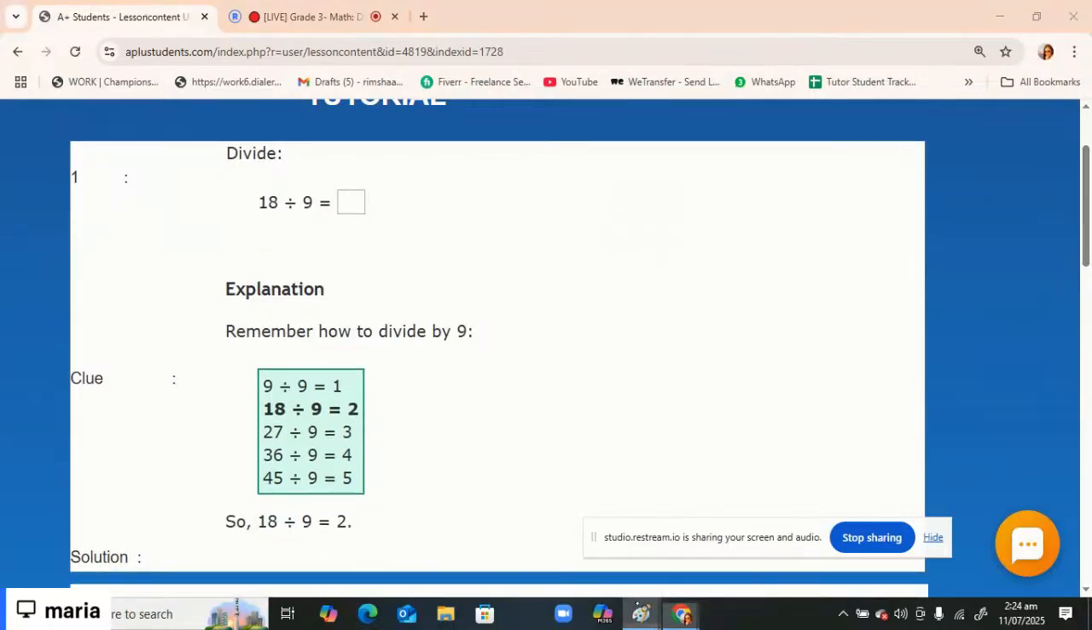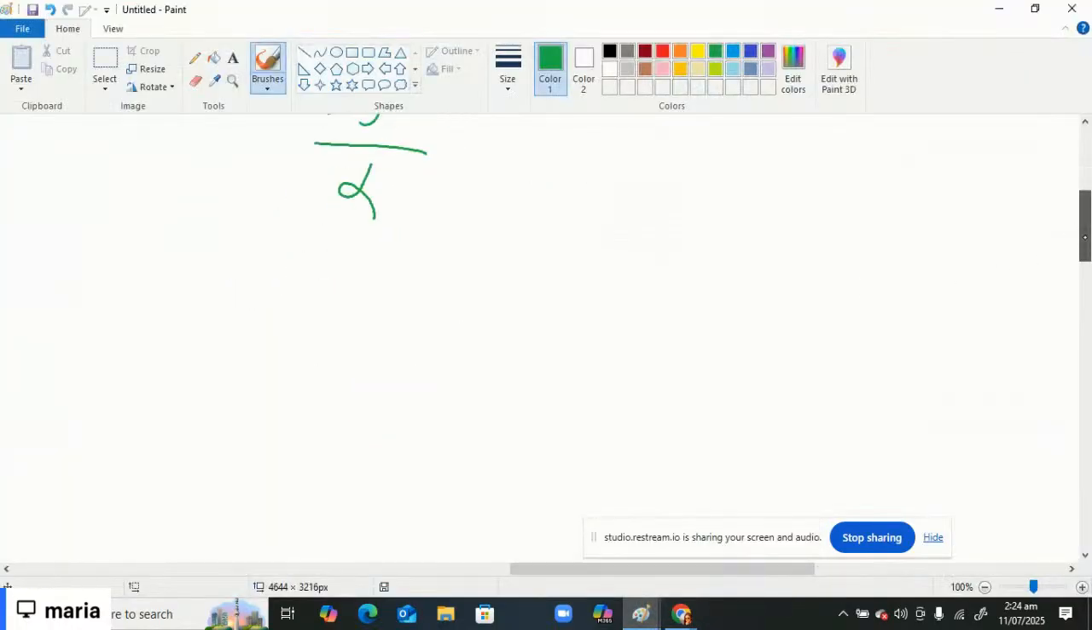Let's do it. I'm going to write some numbers here. Now this time you guys tell me the answer. For the division facts, you basically need to memorize all the tables firstly, the tables of 2 to 10.